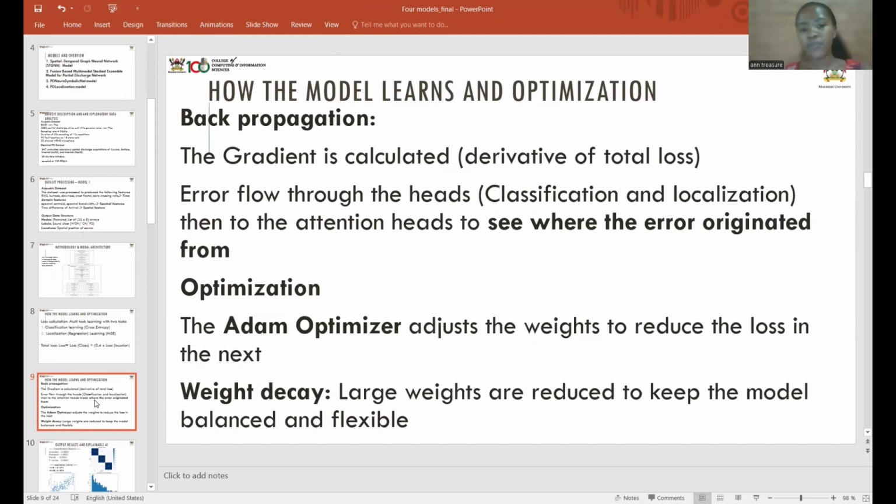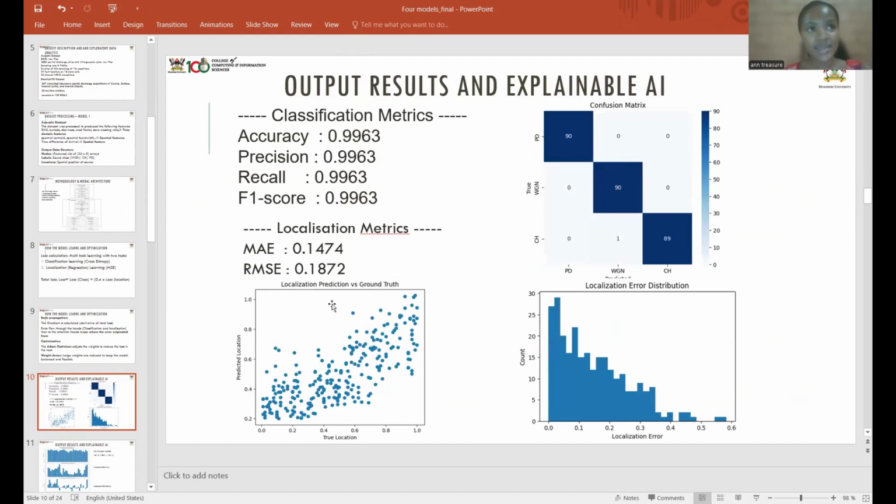And then once this loss is calculated, we carry out backpropagation. Backpropagation enables you to see where the error originated in the model. Once you see where the error originated, you're able to adjust the weights using the optimizer. So we use the Adam optimizer, which adjusts the weights in order to reduce the loss in, say, the next epoch or the next cycle. This Adam optimizer also came with weight decay, whereby large weights will also be reduced in order to keep the model flexible. If you have features that have really, really large weights, we don't want the model to focus on only those features. We want to keep the model balanced.